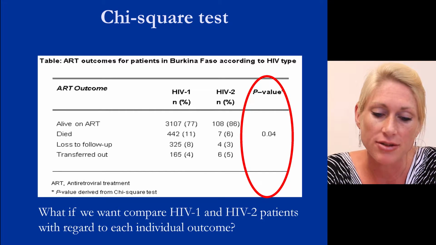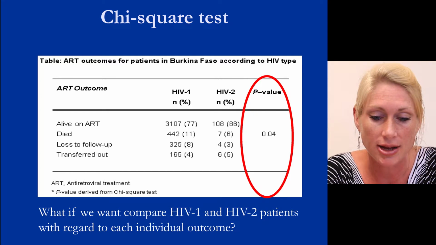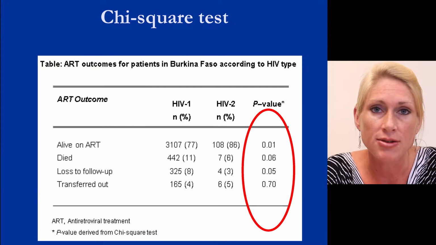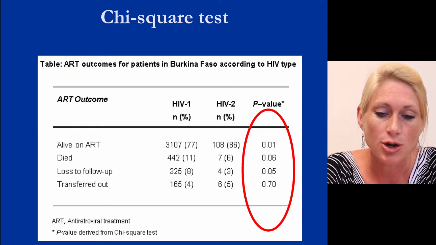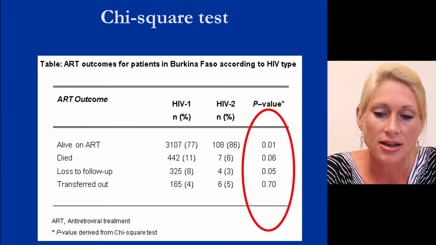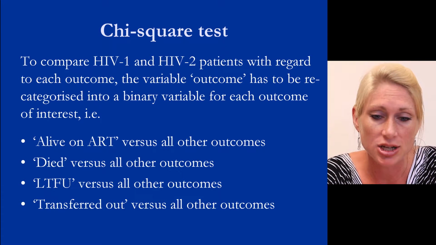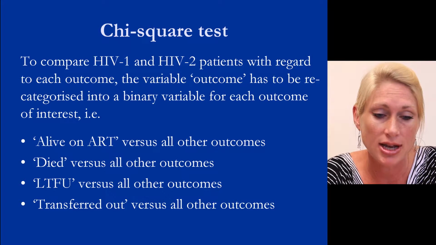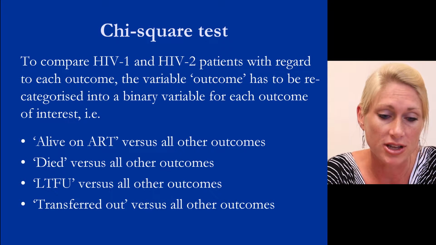So what if we want to compare HIV-1 and HIV-2 patients with regard to each individual outcome? What if we want to generate a table like such, where we are comparing each set of proportions using a p-value? To compare HIV-1 and HIV-2 patients in relation to each outcome, the variable outcome has to be recategorized into a binary variable for each outcome group of interest.